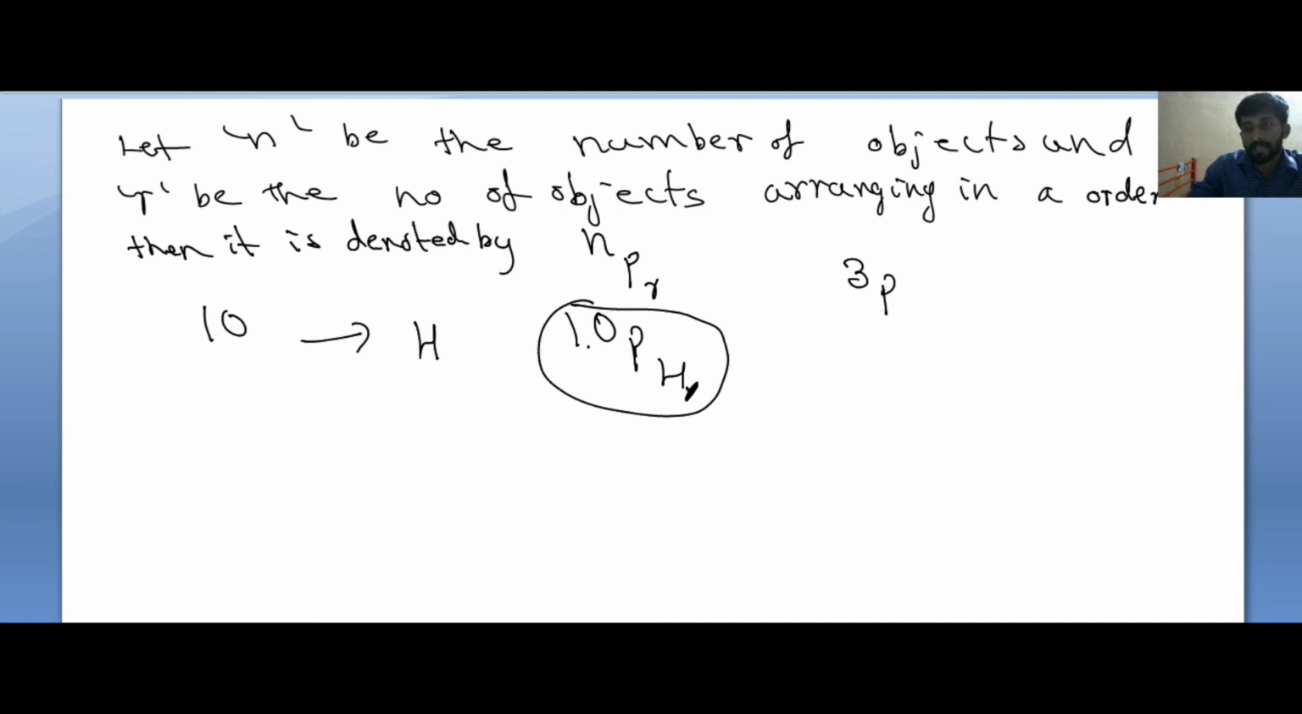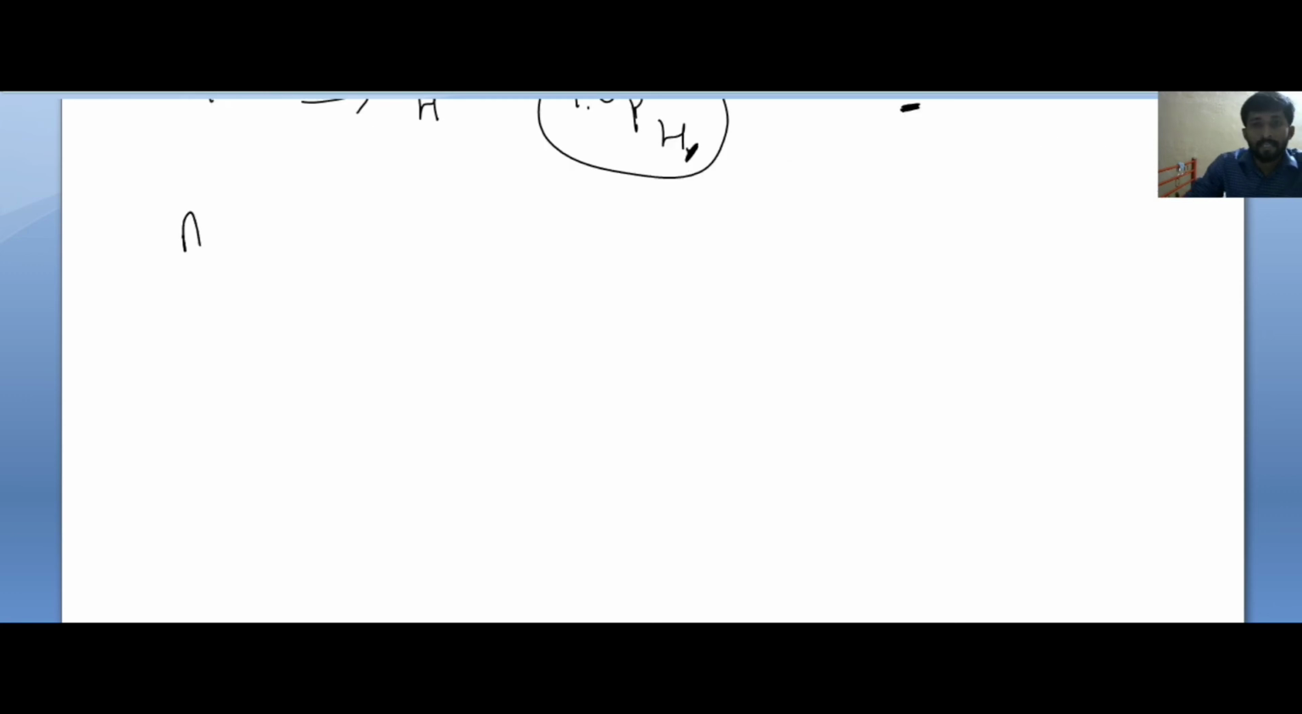Then suppose 3P2 is there. What's the meaning of 3P2? Arrangement of 2 objects from 3 objects. Total 3 objects are there, but from the 3 objects, you are arranging 2 objects in a particular order. For example, A, B and C are there. Now I am selecting only 2 objects from these 3 objects. That may be AB, it's one arrangement, then BA, it's another arrangement. AB and BA are not equal here. First A then B, here first B then A, the order is different, right? Then suppose I'm considering AC, then you will get CA, another arrangement.